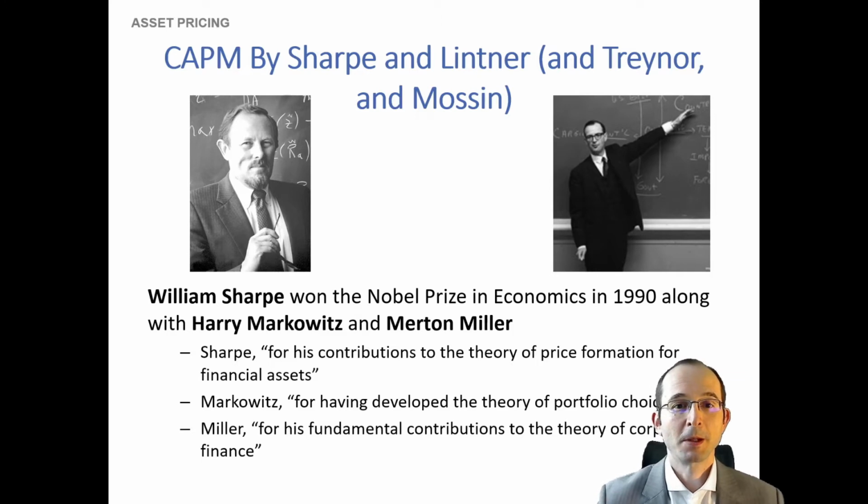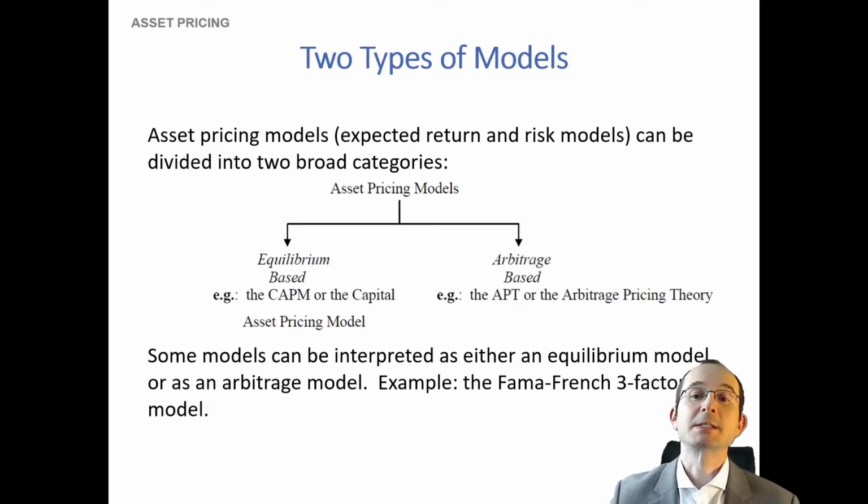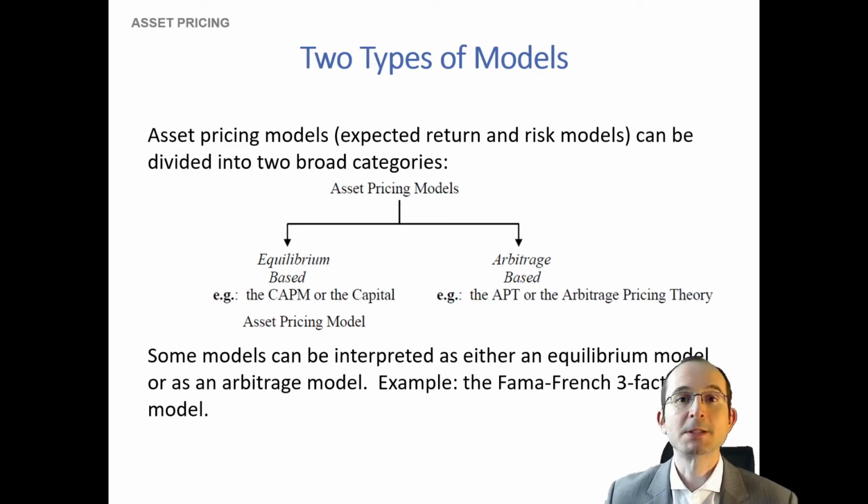So what types of asset pricing models are there generally, and where does the CAPM, as this theoretical consequence of portfolio theory, fall in?